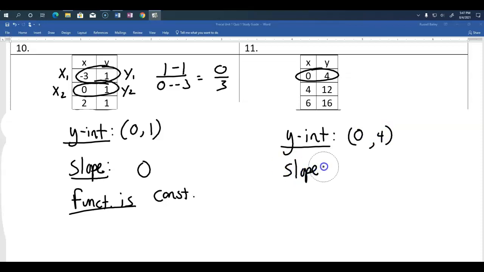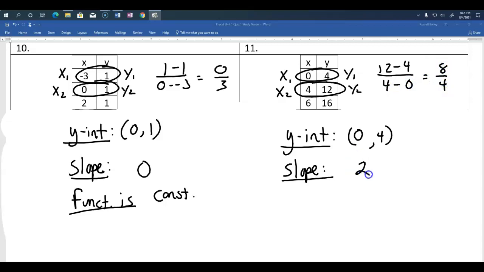Slope. To do the slope, we're going to want to pick 2 points. It doesn't matter what 2 points you pick, but I'll pick (0, 4) and (4, 12). We'll call this pair x1, y1, and we'll call this pair x2, y2, and we'll apply the slope formula. y2 minus y1 over x2 minus x1 is 8 over 4, which reduces to 2. So I'd have a slope of 2. And since my slope is positive, that would mean that my function is increasing on that one.